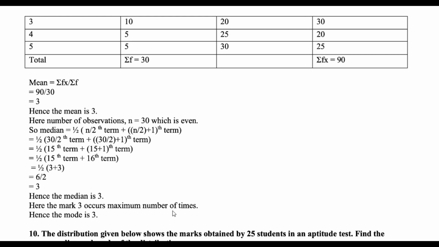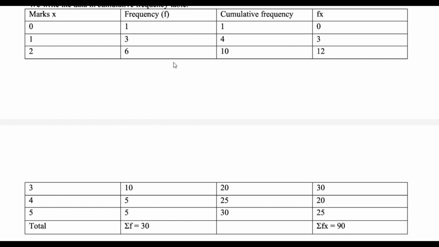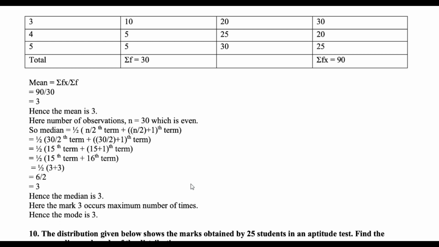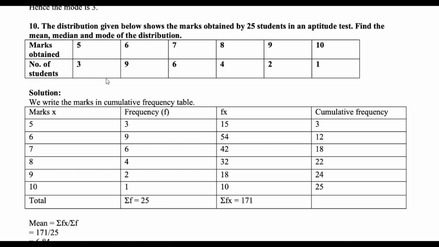Now see the maximum number of times occurred. Look at the frequencies. 1, 3, 6, 10, 5, 5. These are the frequencies. So maximum frequency is 10. And 10 is related to that 3. Okay. So mode is 3. Come to the next problem.